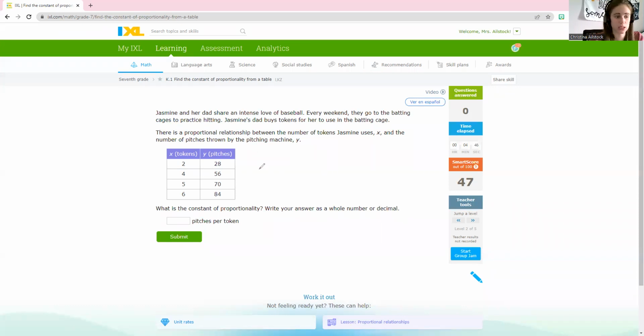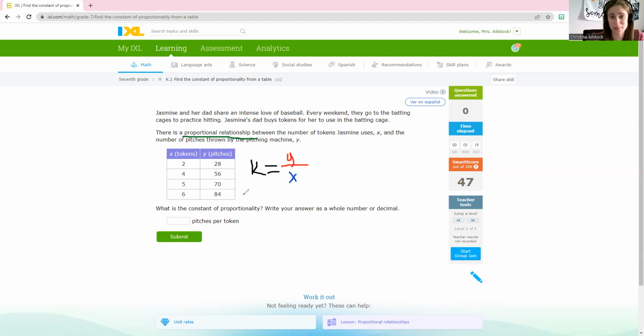So remember that to find that constant of proportionality, to find that k, we need to take our y value and divide it by our x value. And once again, they told us that it is a proportional relationship. That's going to be the case for this entire assignment. We're just working with problems that are proportional and specifically finding that constant, that k.